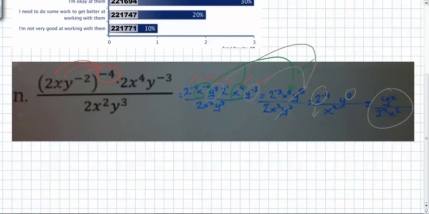Cool. One other thing you could do, 2 to the 4th is small enough for you to say, what is 2 to the 4th? Yeah. So it's 16x squared. That's fine. Either one would be fine. Why is it 2 to the 4th? Because it was 2 to the negative 4th on top, so it becomes 2 to the 4th.